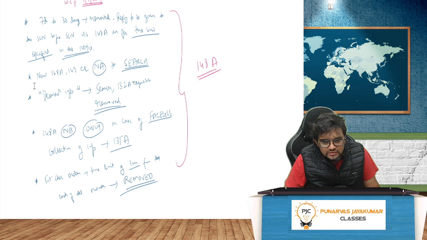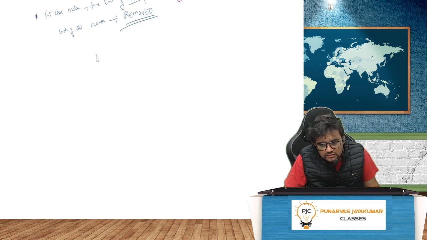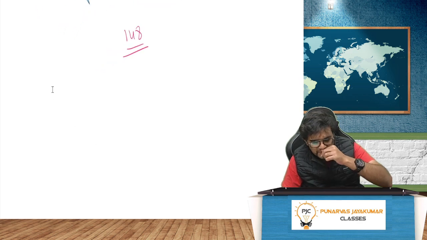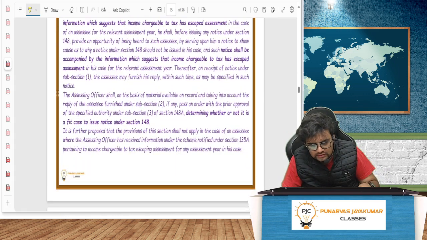Next, what are the changes in 148 and 149? After 148A, SCN of SCN only 148 used to come. What are the changes in 148? Let's see what are the changes.